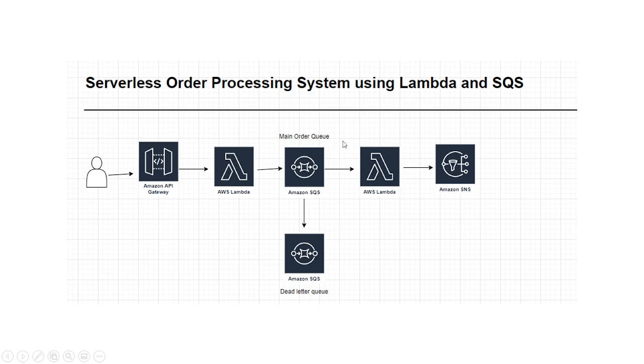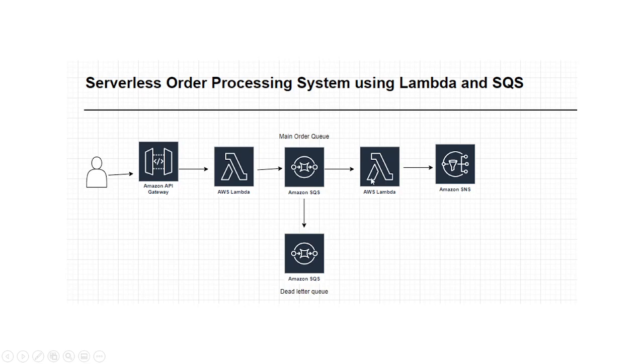This is the main order queue, and this is the Lambda function that's going to read the message, the order that is already placed in this queue. It's going to be read by this Lambda, and after successful processing of this order, it's going to issue an email notification using SNS.